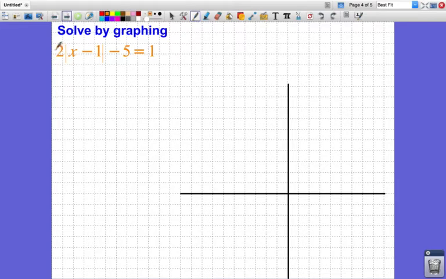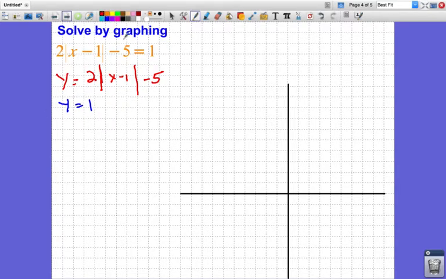So 2 times the absolute value of x minus 1, minus 5 equals 1. The first thing I'm going to do is set up a system of equations. So my first thing is I'm going to have y equals, and then all of this piece of my absolute value function. So I'm replacing the 1 with y. So I have y equals 2 times the absolute value of x minus 1, minus 5. And because I replaced 1 with y, I also know that y is equal to 1. So here's my system. These are the two functions that I need to graph.